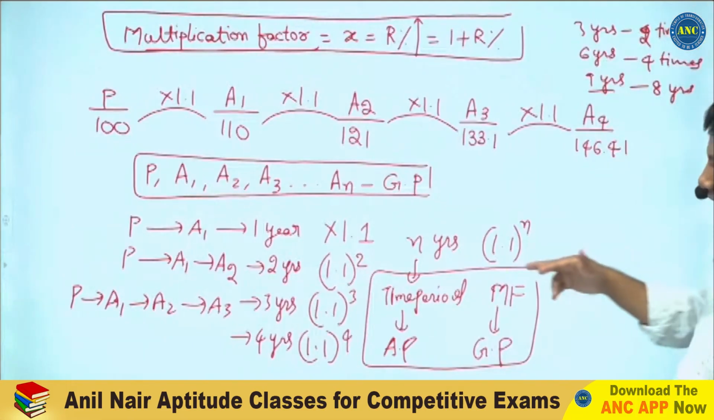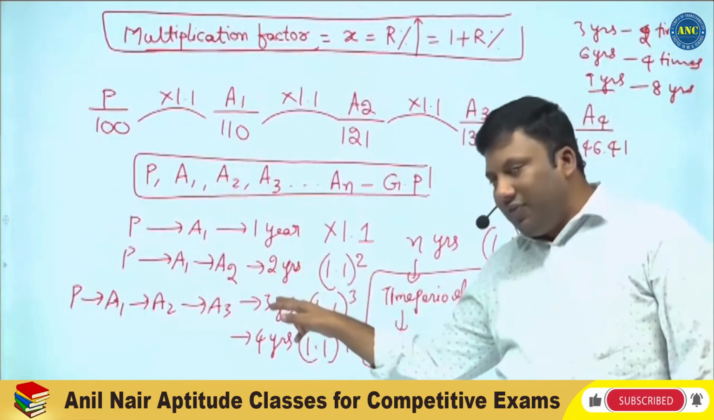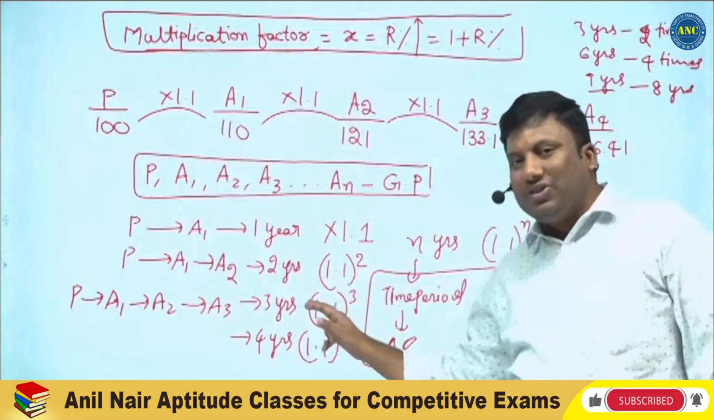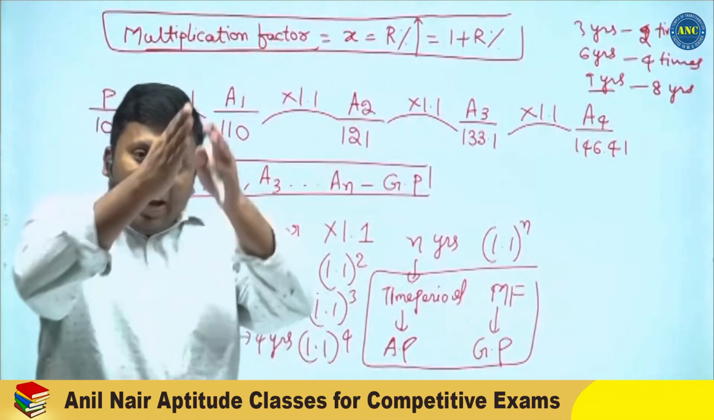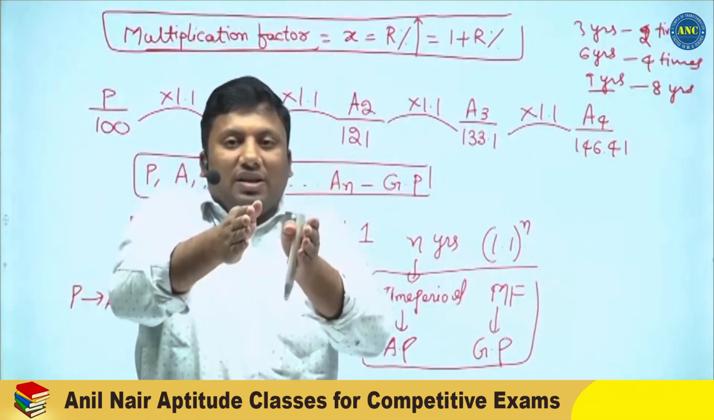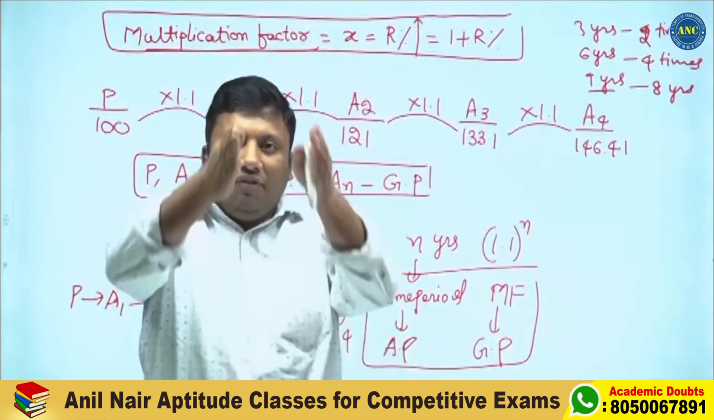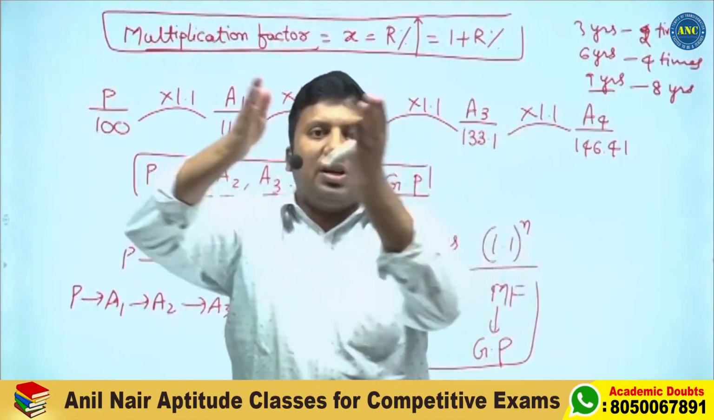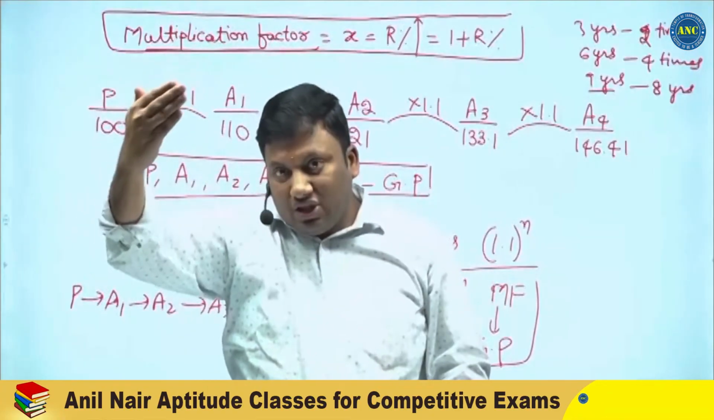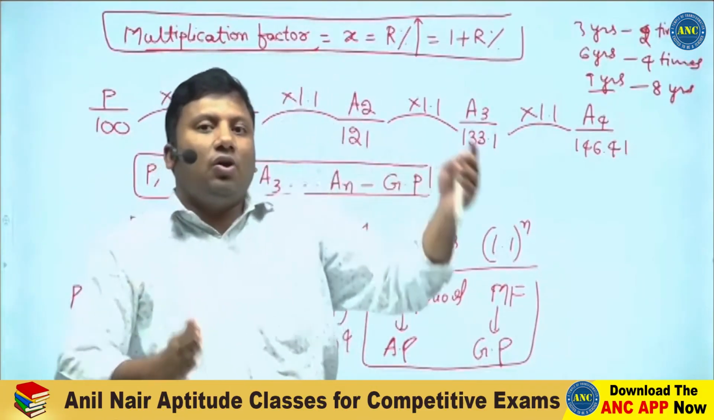There is a multiplication factor. If it is 2 years, 1.1 whole square. If it is 3 years, 1.1 power 3. If it is 4 years, 1.1 power 4. For equal time intervals, that multiplication factor will keep multiplying. If it is for 2 years, 4 times. If it is 4 years, 16 times. So this will grow in GP, this will go in AP.